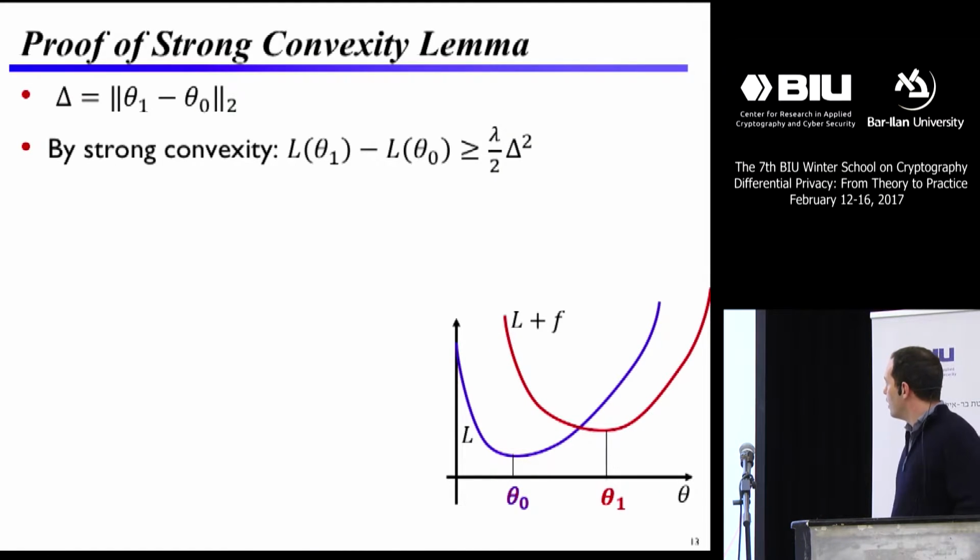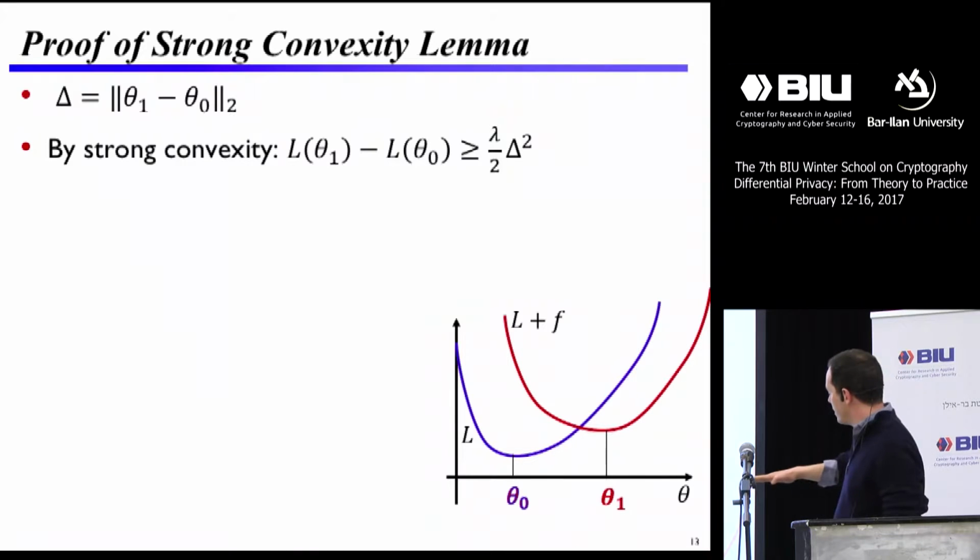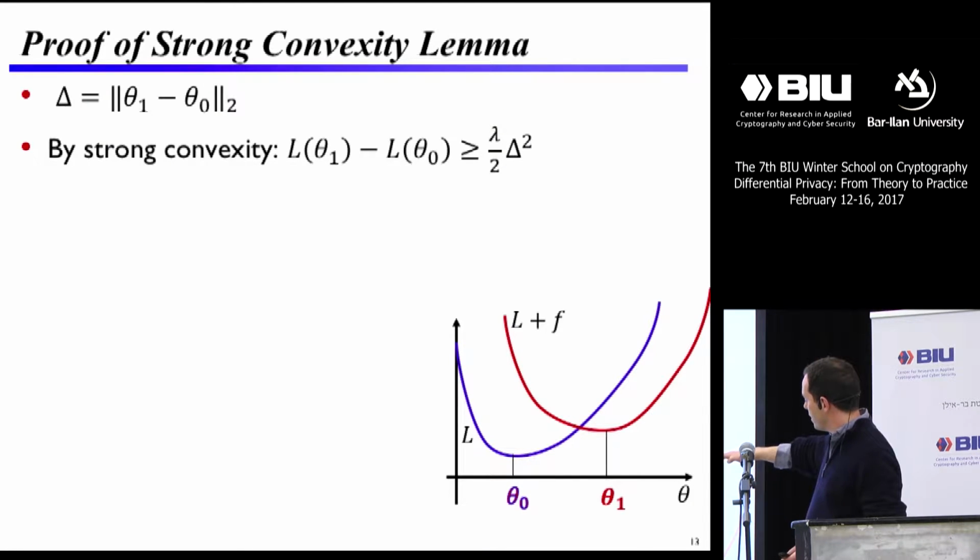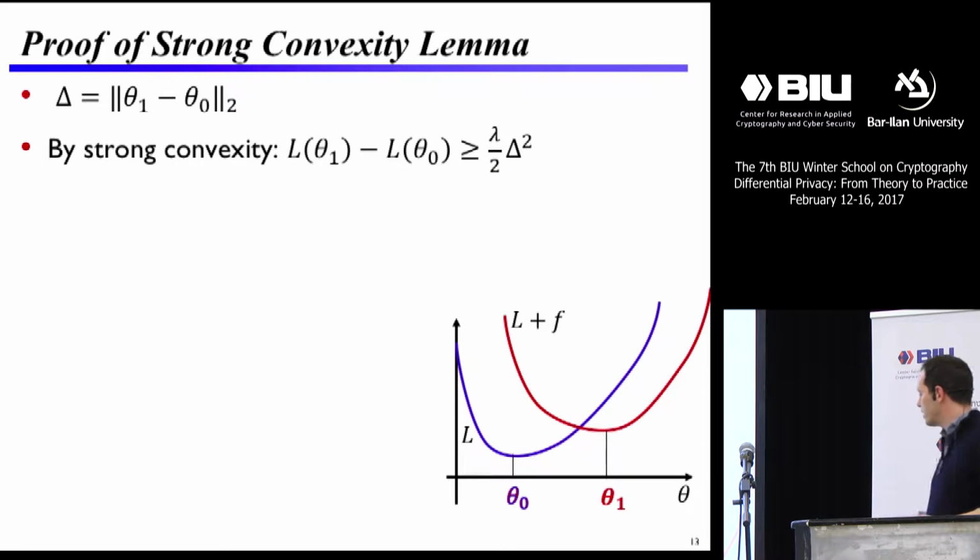And so, sorry. By strong convexity, what do we know? We know that the blue function is bounded below by some quadratic function that's centered at theta 0. Because theta 0 is a minimizer, the gradient at theta 0 is 0. And so the quadratic function is just a simple quadratic function. It has no linear term, centered at theta 0.